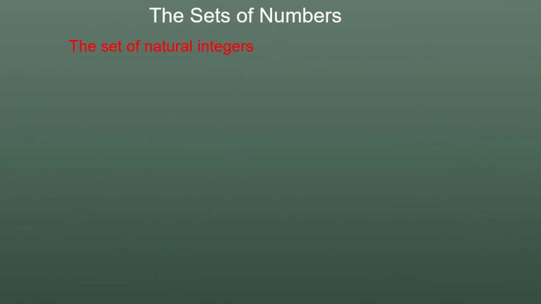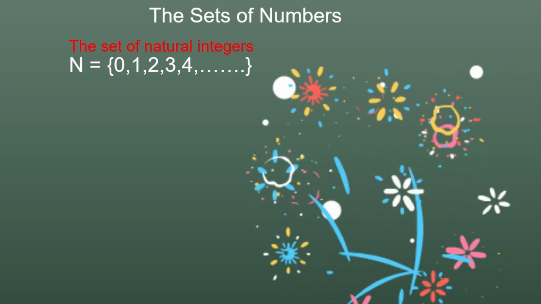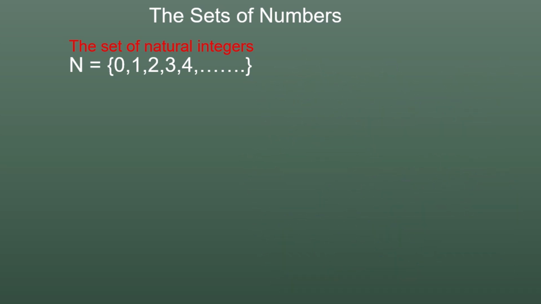The set of natural integers, which is N, is formed by the whole numbers 0, 1, 2, 3, 4, etc., thousand, million, any whole number. The set of algebraic integers or relative integers, Z, is a set formed by the positive integers and the negative integers.